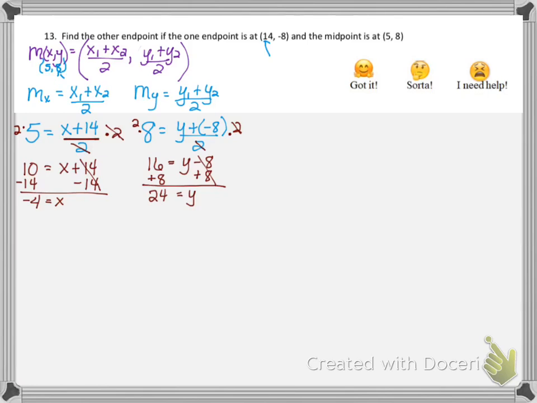So I want to just make sure that everybody is very clear. So we would say the other endpoint is at (negative 4, 24).